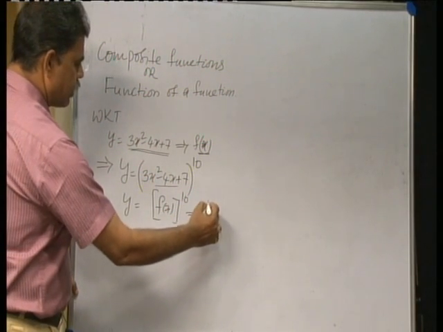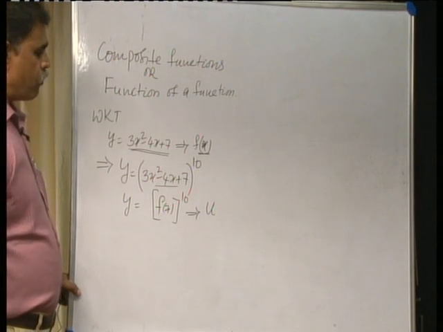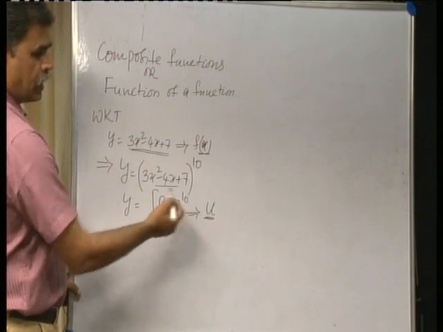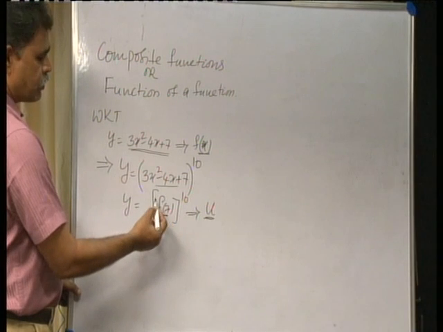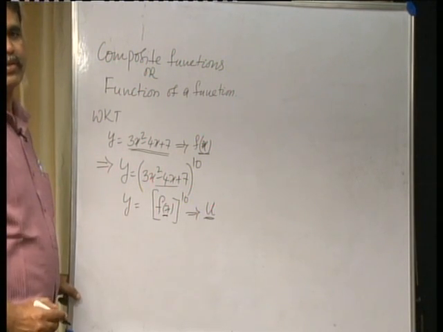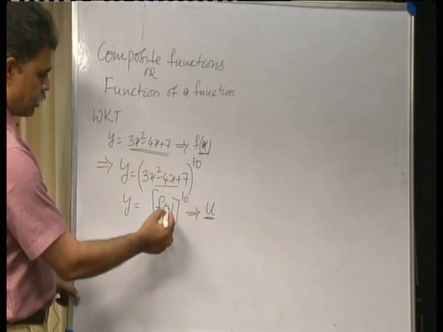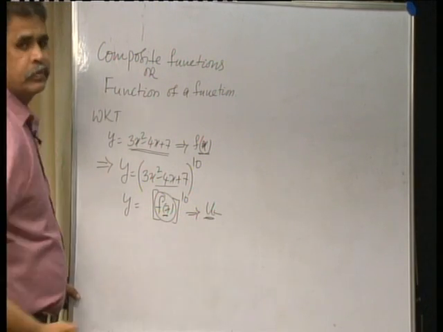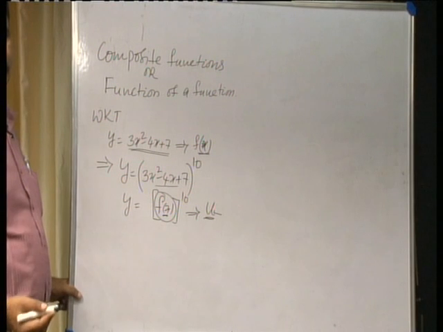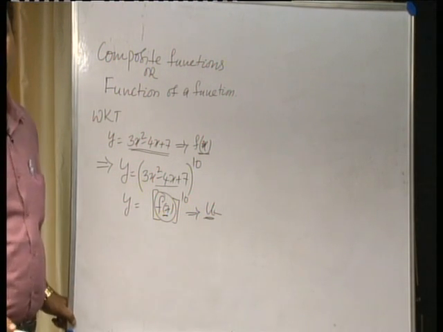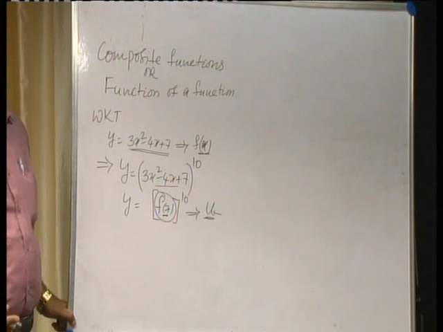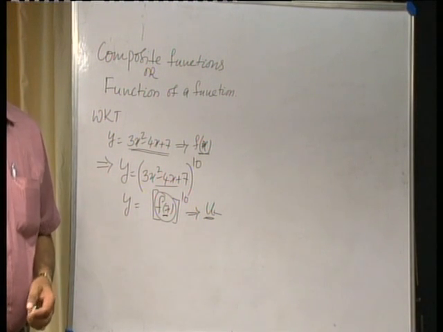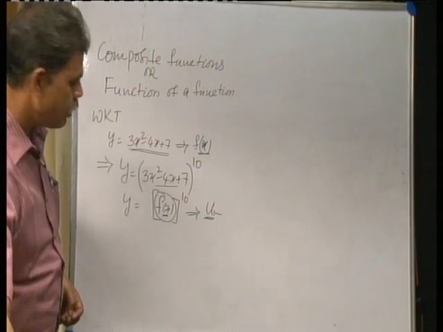This may be considered as u. Now, what is u? U is function to the power of 10. What is the function? The function is 3x square minus 4x plus 7. So, I mean to say that this function is involved in another function. That is why it is called function of a function, or composite function. Then, how to differentiate that type of functions? That is an important thing we have to discuss here.